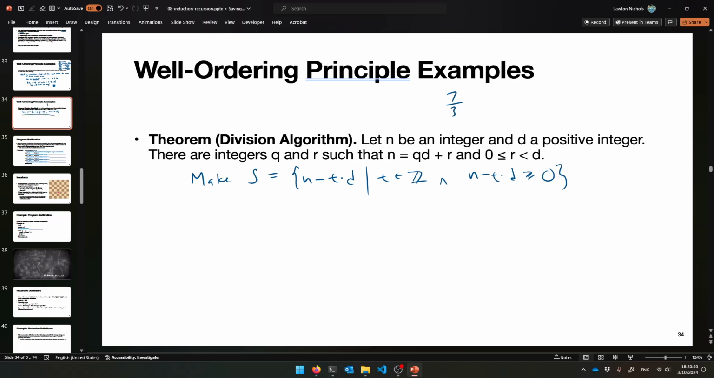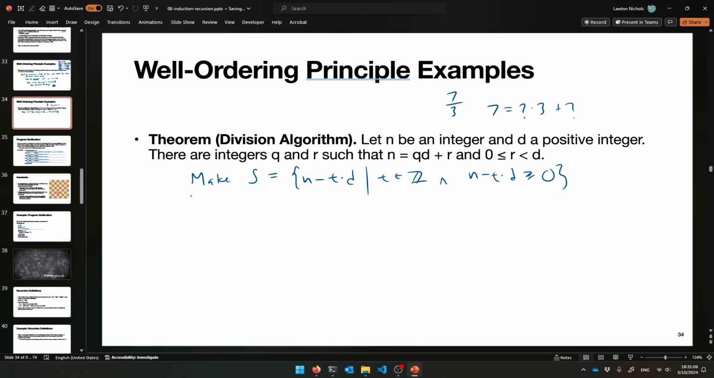This is the set S that we're going to make, assuming we're trying to divide 7 by 3. So n is 7. We know this is true about it: 7 is equal to something times 3 plus some remainder. That's what we're trying to solve for, okay?